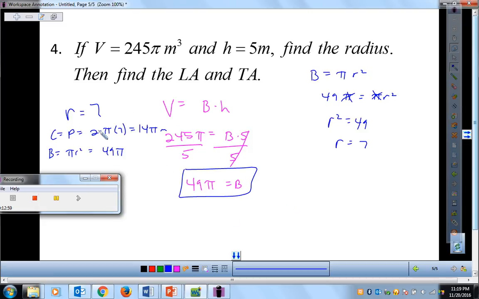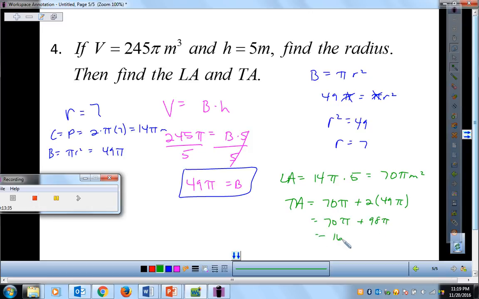So now that I have the perimeter and the area of the base, let's go ahead and find the lateral area. Perimeter, 14 pi, times the height given right here, 5. So that equals 70 pi meters squared. And lastly, total area equals 70 pi, lateral area, plus 2 times the area of the base, 49 pi. 70 pi plus 98 pi, that equals 168 pi, and this is all meters squared.